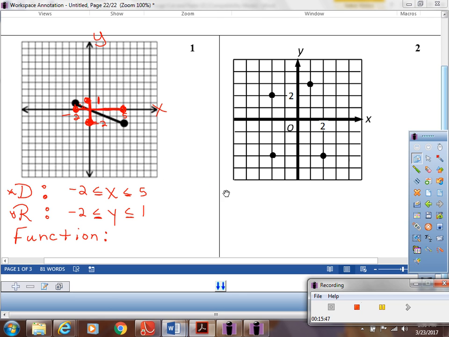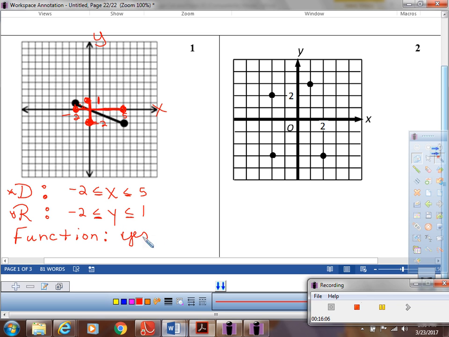Alright, so, is it a function? Let's go back to this problem right here. Is it a function? No. Well, check your vertical lines. Does that go through 1 point? Yes. Does that one? Yes. Does that one? Yes. All of these vertical lines cross that function in one place only. So yes, it passed the vertical line test. It is a function. No repeated x's in there.